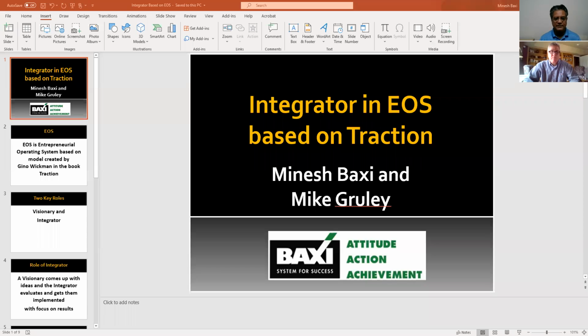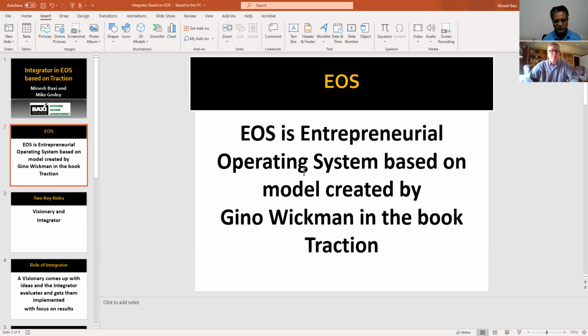I will start sharing the screen so people can actually see what we're talking about. These are the slides we are going to cover: the integrator in EOS, based on Traction. You are familiar with the integrator very well because I'm sure you understand how to implement those. So tell us what EOS is.